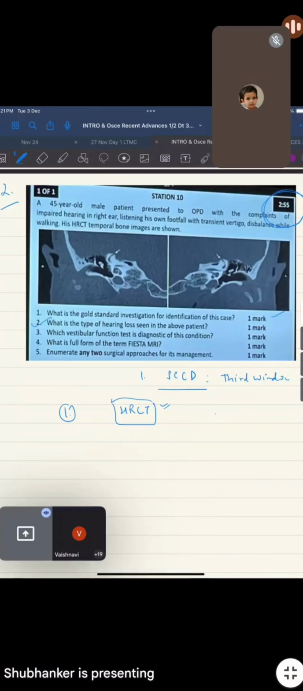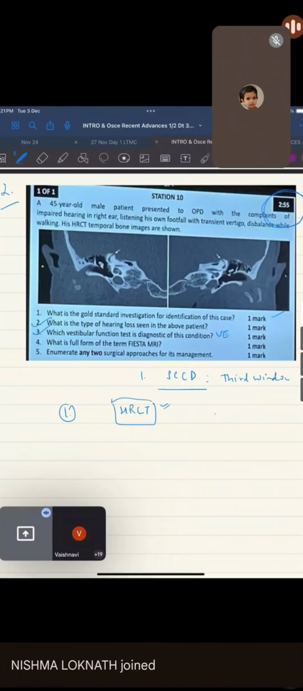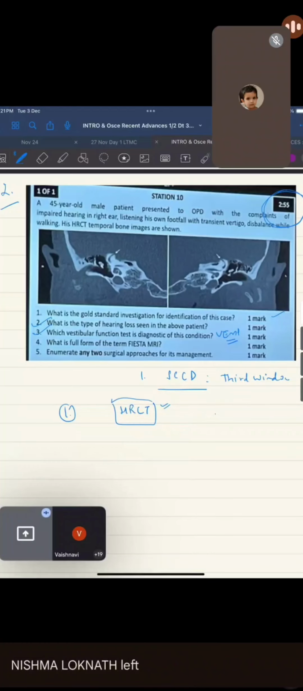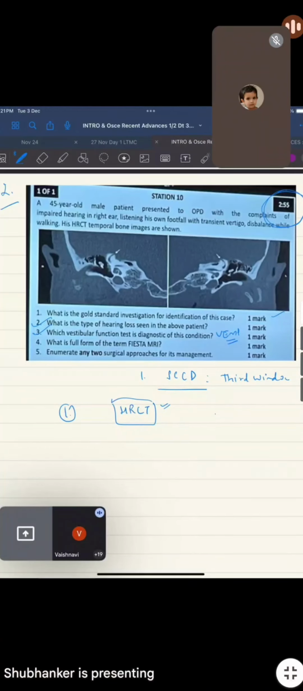Second, what is the type of hearing loss seen in the patient? We can all say it's conductive hearing loss. Which vestibular function test is diagnostic of this condition? VEMP. Always remember the full form of VEMP. We'll see the two types of VEMP, the cervical as well as the ocular VEMP, so in the subsequent things we will see according to that. VEMP is also important.